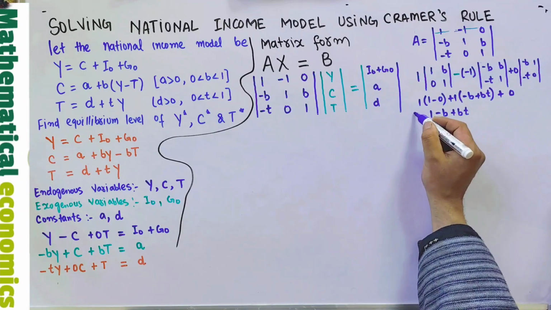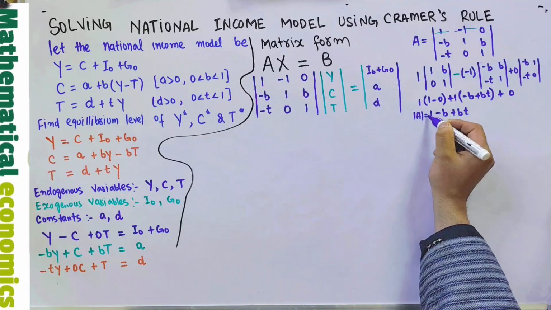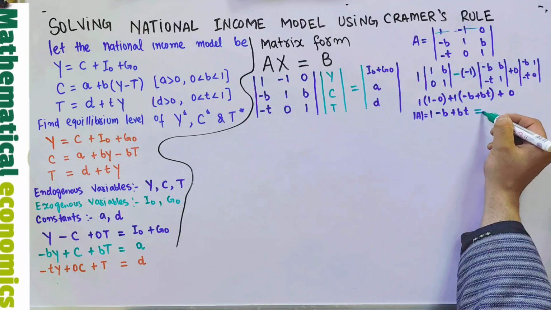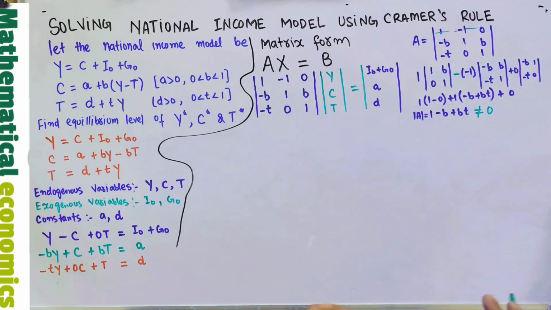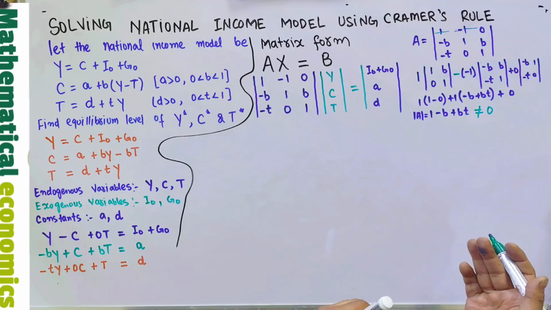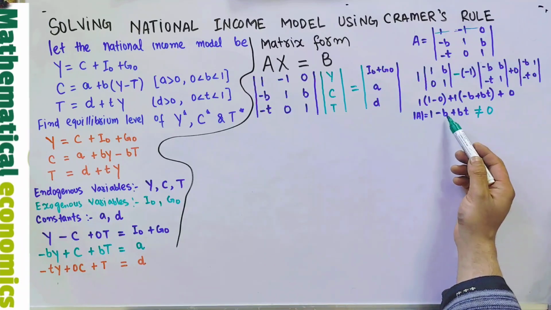So this is the determinant of the given matrix, and here you can see it is not equal to 0. If it was 0, we could not solve. The system will not be feasible then, since we know that b is greater than 0.